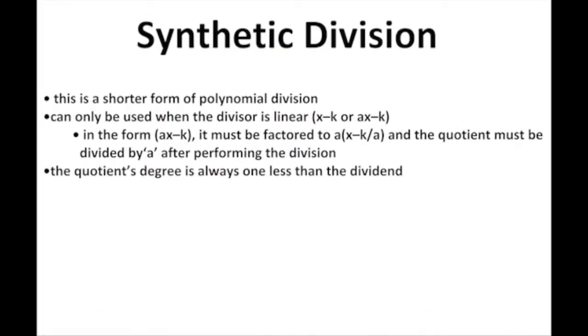Next off, in this unit, we're going to be learning about synthetic division. This is a shorter and more efficient form of polynomial division. This can only be used when the divisor is linear, x minus k or ax minus k. In the form of ax minus k, it must be factored to a bracket k minus x divided by a. And the quotient must be divided by the a after performing the division. The quotient's degree is always 1 less than the dividend.